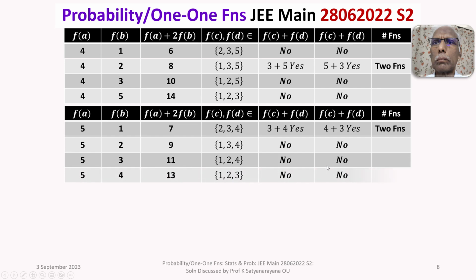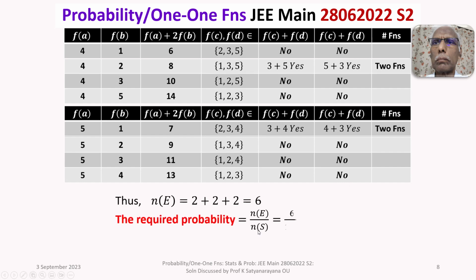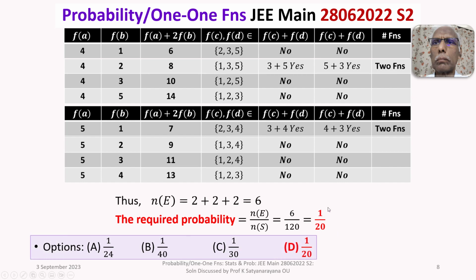And no. So thus we get how many functions qualified? 2 functions in the last slide, 2 functions here, 2 functions here. The total is 2 plus 2 plus 2, that is 6. So n of E is equal to 2 plus 2 plus 2, that is equal to 6. Then the required probability is n of E by n of S, that is 6 by 120, that is 1 by 20. Let's look at our options. Our option 1 by 20 appears against option D. Therefore, the answer to this question is option D.